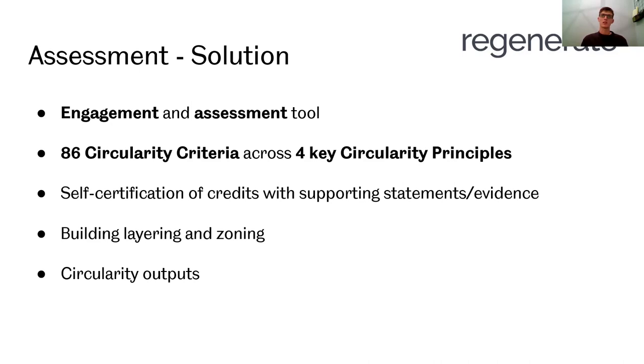So yeah, we've got 86 circularity criteria, which are split across the four principles that we saw in the design workflow. And those criteria are aggregated by the building layer. We've added in supporting statements for all the criteria so that users are able to justify their design decisions and then also make notes to revisit from meetings at a later date.